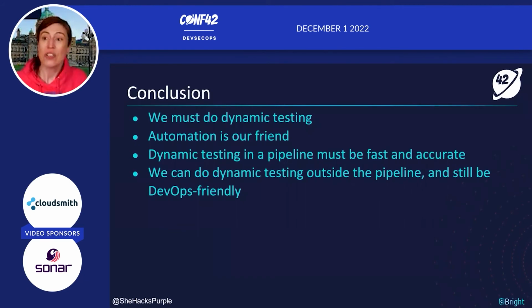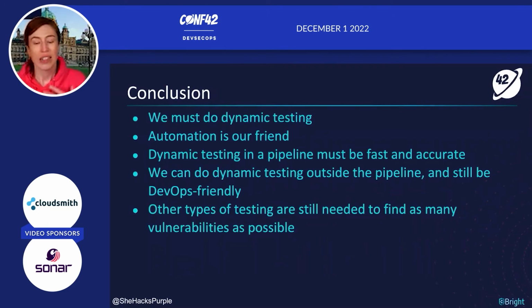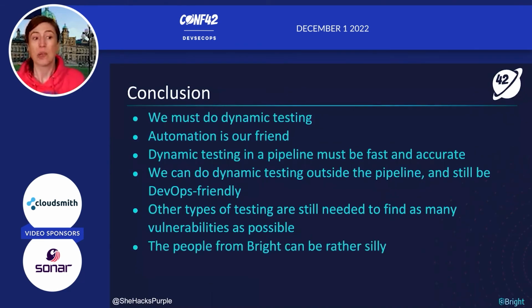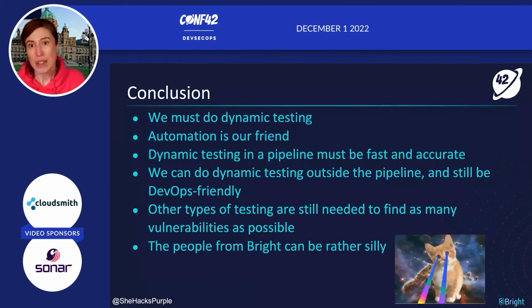We can do dynamic testing outside the pipeline and still be DevOps friendly. We're not disobeying all the DevOps rules if we do more testing that's more thorough and slower outside the pipeline. If anything, we're being more respectful of the DevOps processes. Other types of testing are still needed to find as many vulnerabilities as possible to make your app very tough and rugged. The people at Bright, we can be a little silly sometimes.